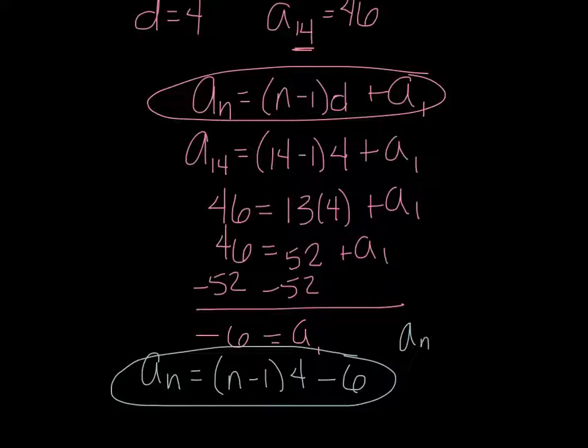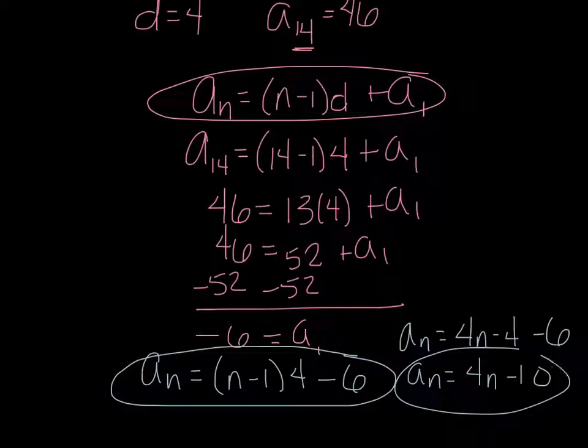And so then you have a sub n equals 4n minus 4 minus 6. A sub n equals 4n minus 10. So you could use either one as your rule. Now let's do another rule.